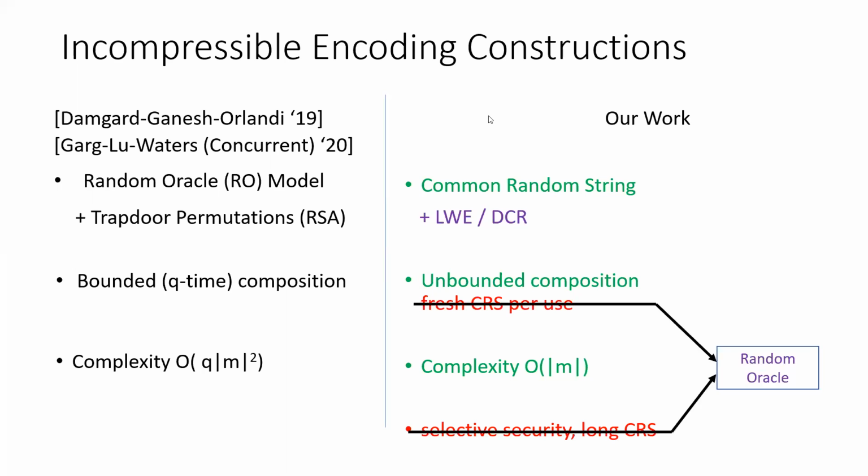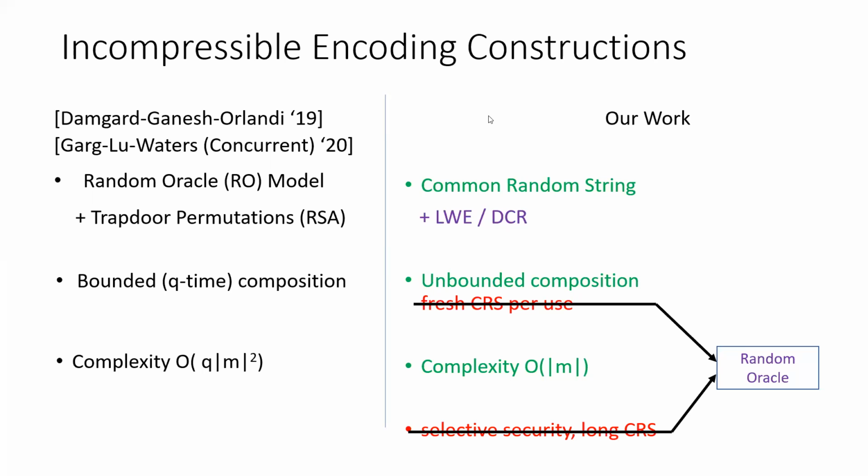Not surprisingly, you can get rid of all these restrictions by moving to the random oracle model. In the random oracle model, you get rid of the CRS altogether. You don't need a fresh CRS per use, and you get even adaptive security. There's no restriction to selective security. So you essentially remove all the negative aspects. In relation to the previous work, the main thing is that in the random oracle model, we get unbounded composition and complexity just linear in the message size.